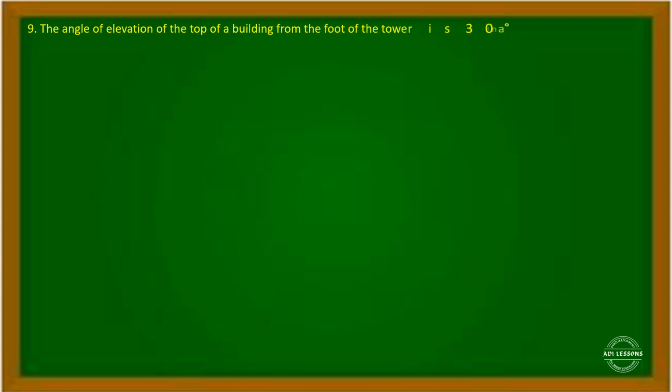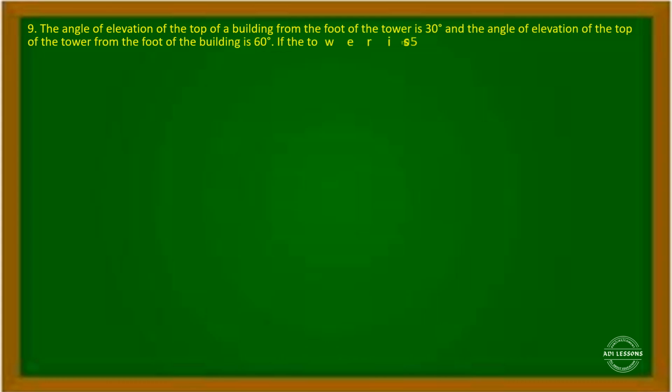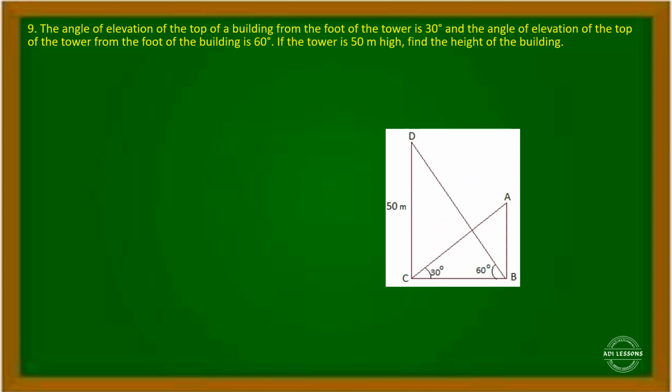The angle of elevation of the top of a building from the foot of the tower is 30, and the angle of elevation of the top of the tower from the foot of the building is 60 degrees. If the tower is 50 meters height, find the height of the building. Yes, here this is the required picture.